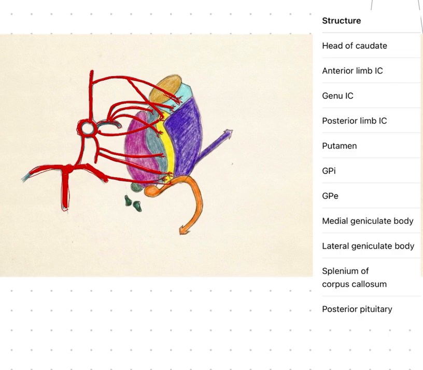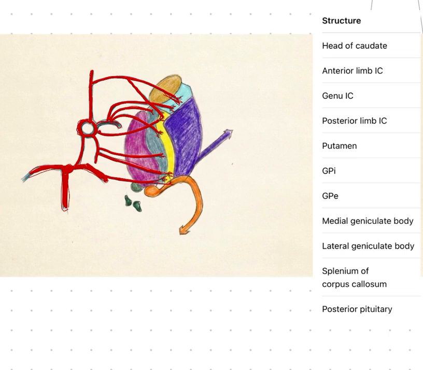Corticospinal fibers are mainly in the middle and the posterior limb, and so how the fibers are arranged is the corticospinal fibers of the face are around the genu, and then the hand are in the middle of the posterior limb, and the lower limb are in the posterior part of the posterior limb. This is the main multiple choice question.